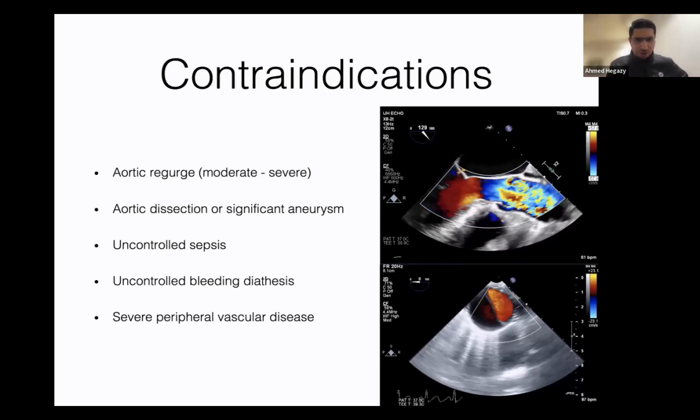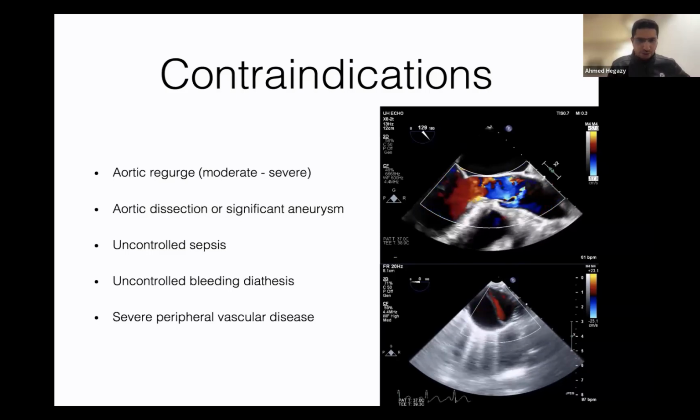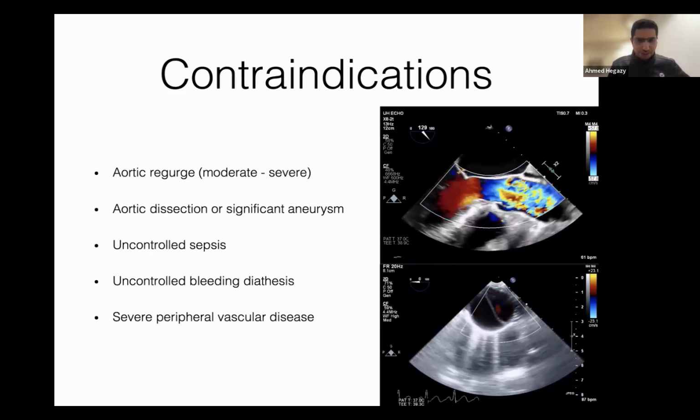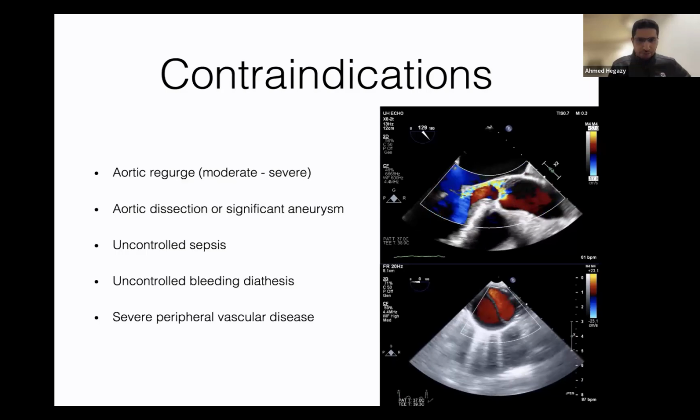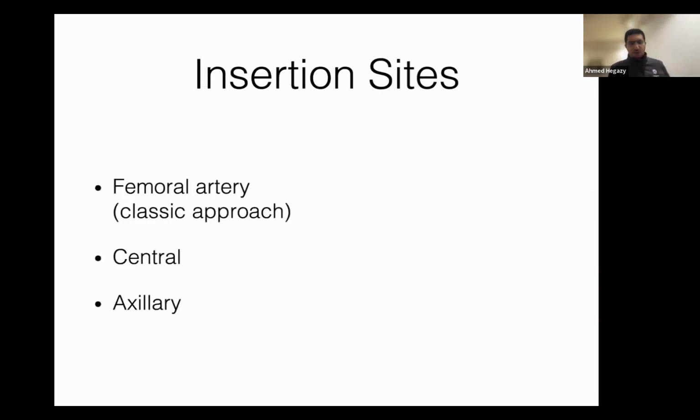The others are relative contraindications. These include uncontrolled sepsis, uncontrolled bleeding tendency, and severe peripheral vascular disease, because you'll have a tough time putting the balloon pump in the common femoral artery if they have severe peripheral vascular disease. So what are the potential insertion sites? We have 3 potential insertion sites. One, which is the most common, is a femoral artery insertion site. You put it in the common femoral artery, and you basically thread it upwards, up the descending aorta. And that is the classic approach.